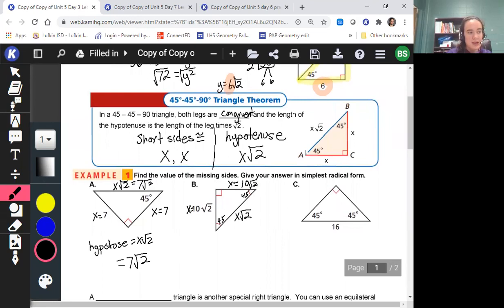That means I plug in 10 square root of 2 for x here for the hypotenuse. So 10 square root of 2 times the square root of 2. Now the square root of 2 times the square root of 2 is the square root of 4, and the square root of 4 is 2. So 10 times 2 is 20. I could have done this quicker and just known that when I multiply square root of 2 times square root of 2, I'm just multiplying by 2. So 10 times 2 gets me 20.